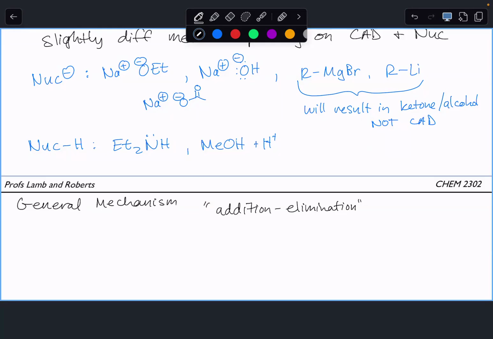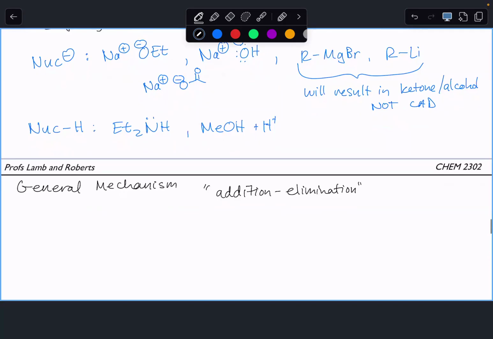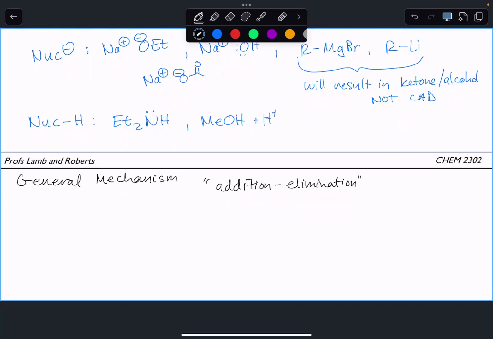That means it must have at least two steps. You must have at least one addition and at least one elimination. Those cannot happen in the same step. They must be different steps. Sometimes we'll have more than that, but we need at least those two steps. You've seen this before in nucleophilic aromatic substitution, way back in chapter 13, also an addition-elimination mechanism. So generically, we have some carboxylic acid derivative and some nucleophile. I'm going to use nucleophile minus because we're just doing a very simple mechanism to start.